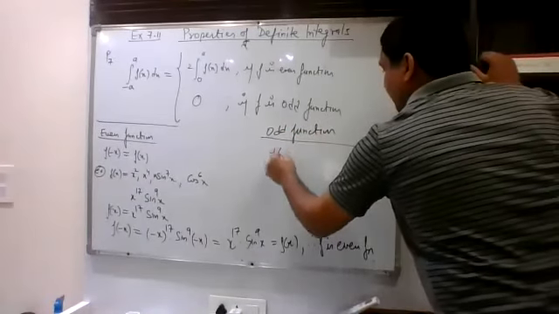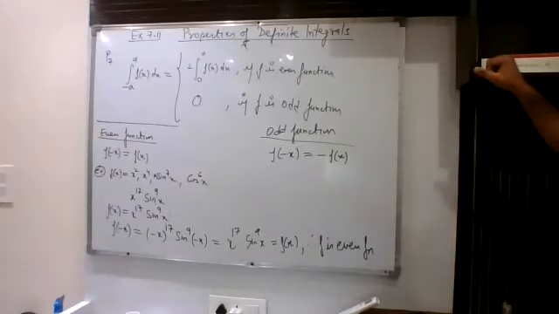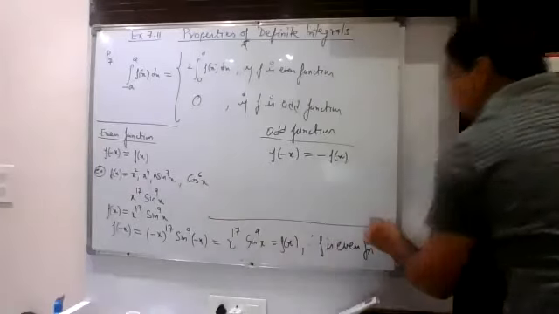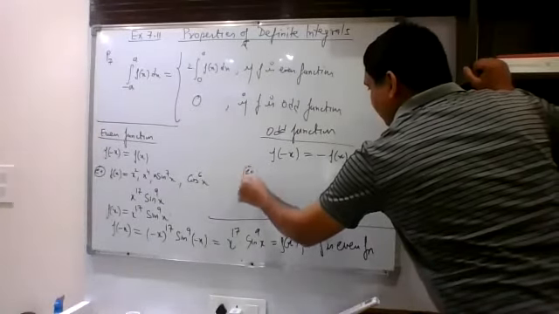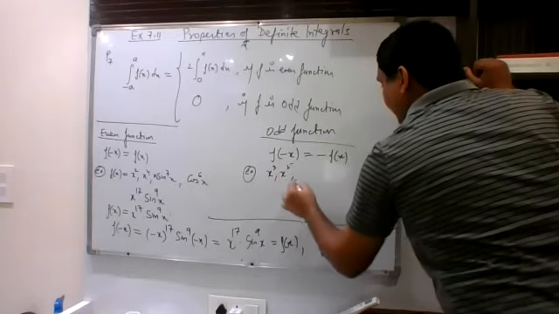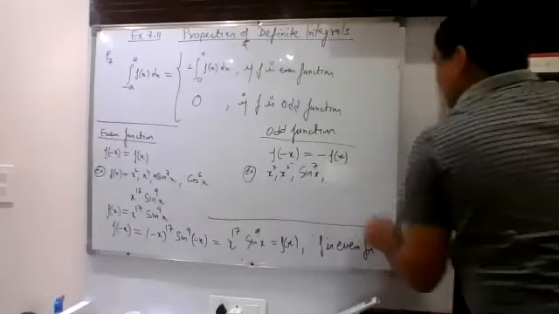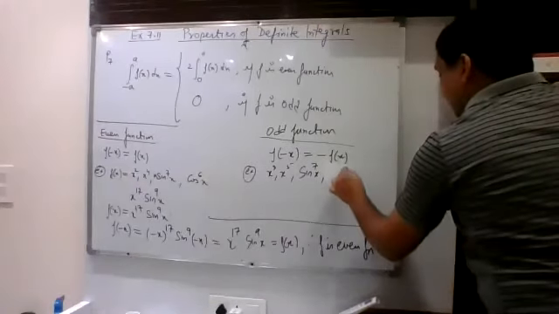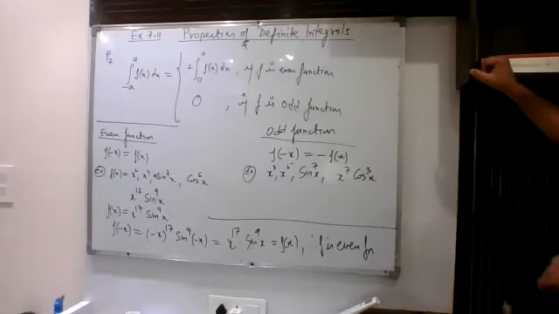The odd function definition is f of minus x comes out to be minus f(x). Then we can say it's an odd function. So let me give you some examples for odd functions. Suppose examples are x to the power 3, x to the power 5, sine 7x, x to the power 7 into cos 3x. So these are some of the odd functions.